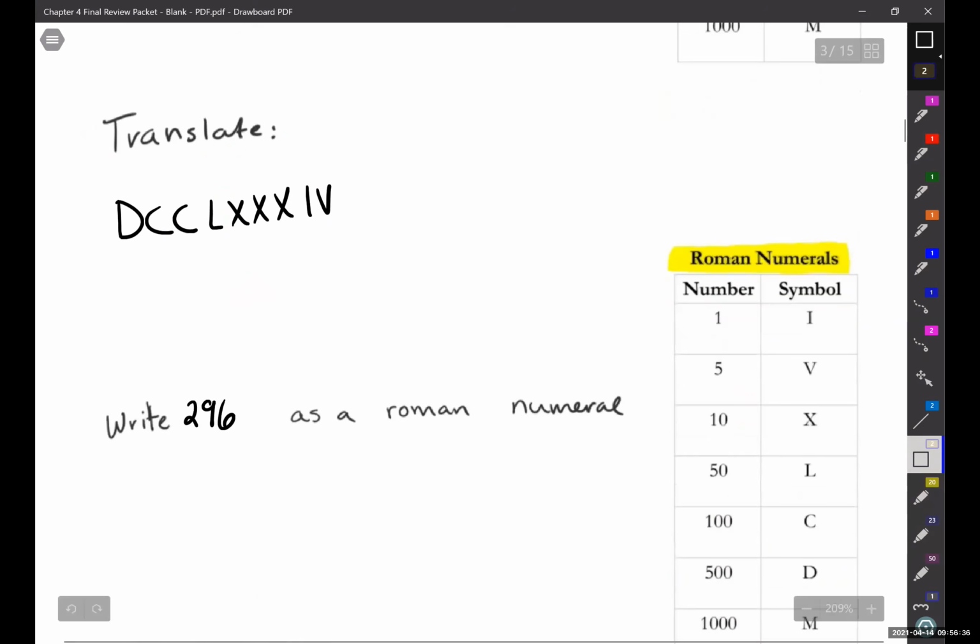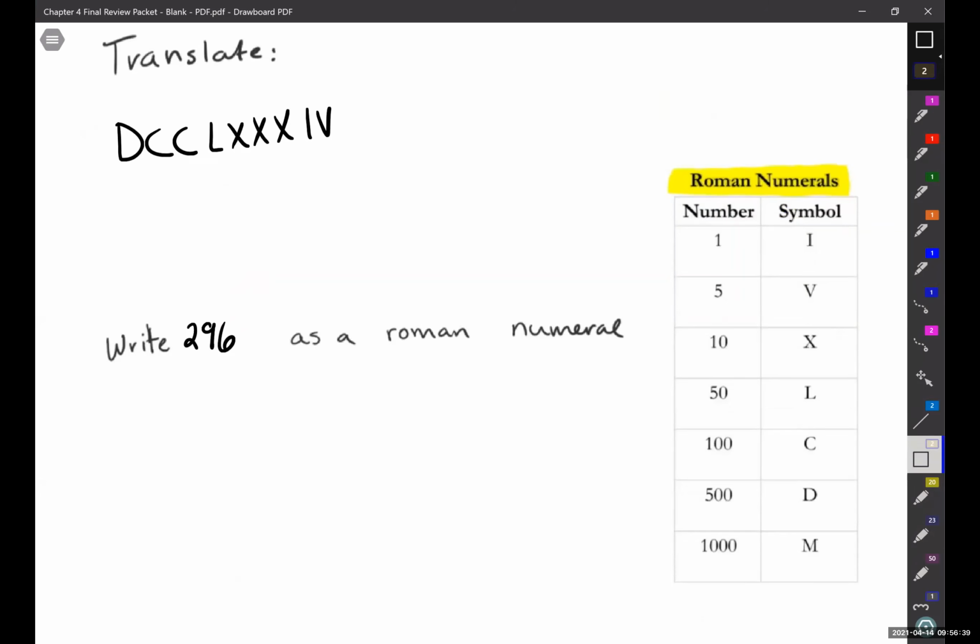Let's similarly translate this next phrase, and then when you're finished, write 296 as a Roman numeral as well.